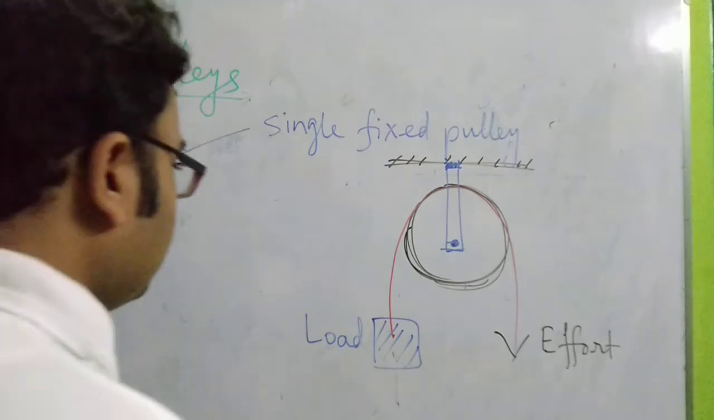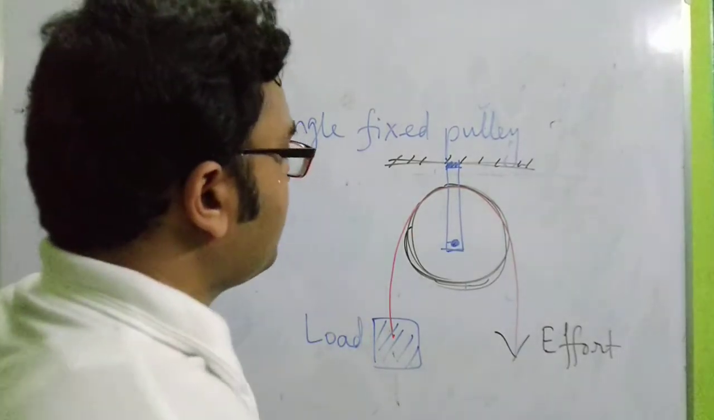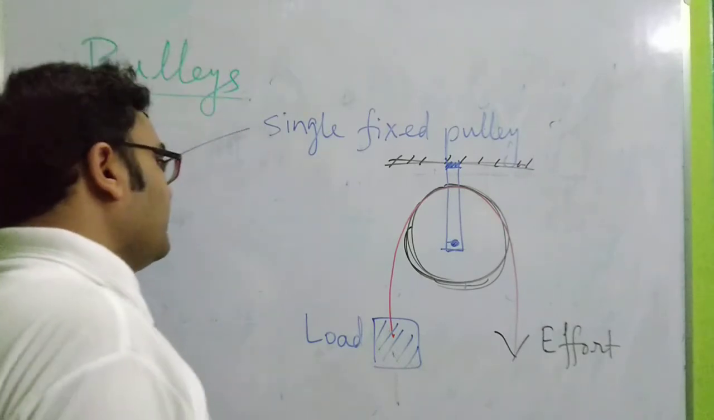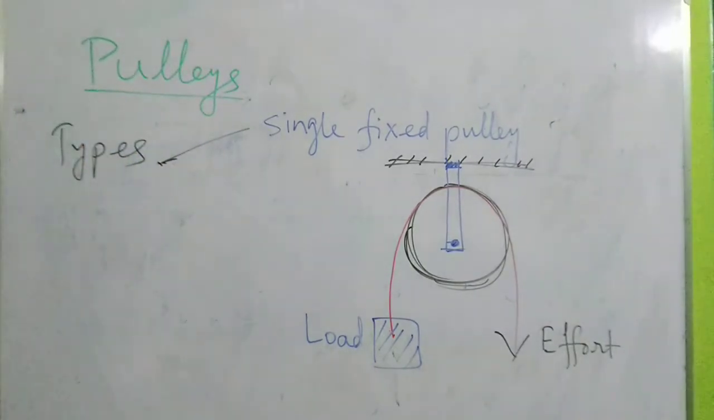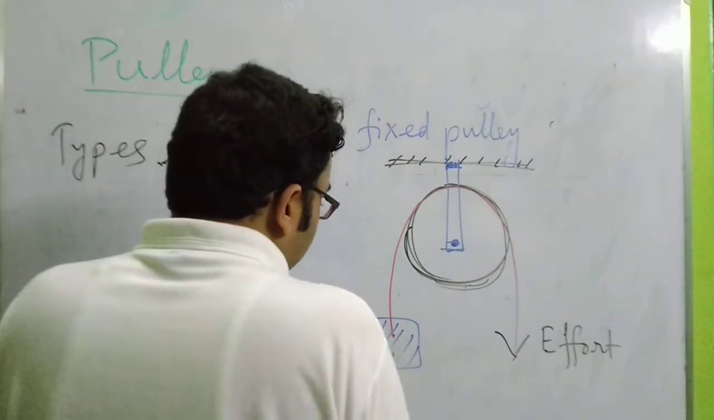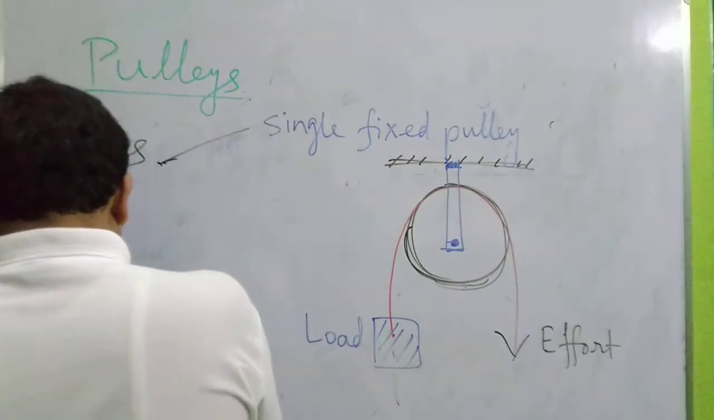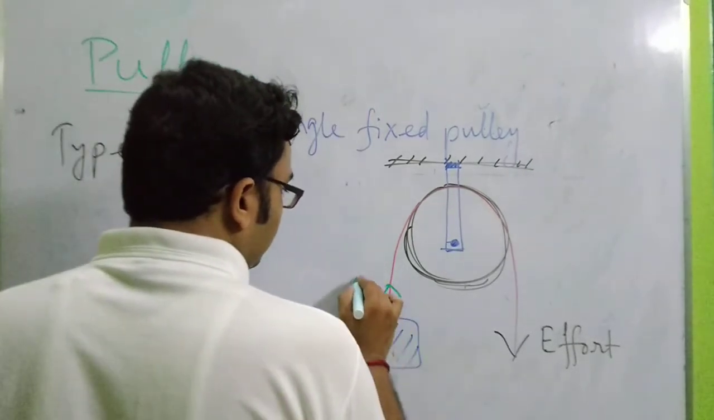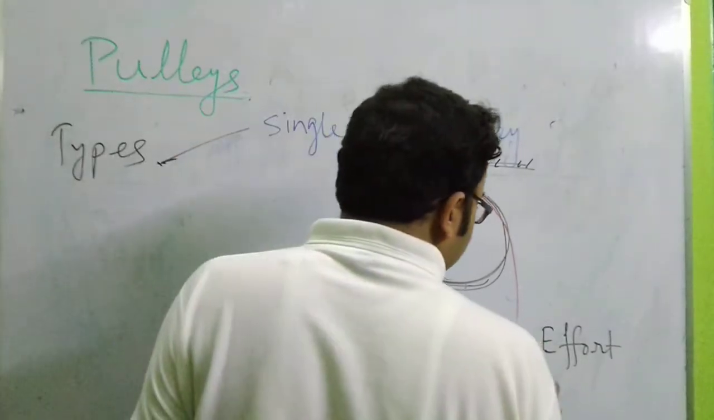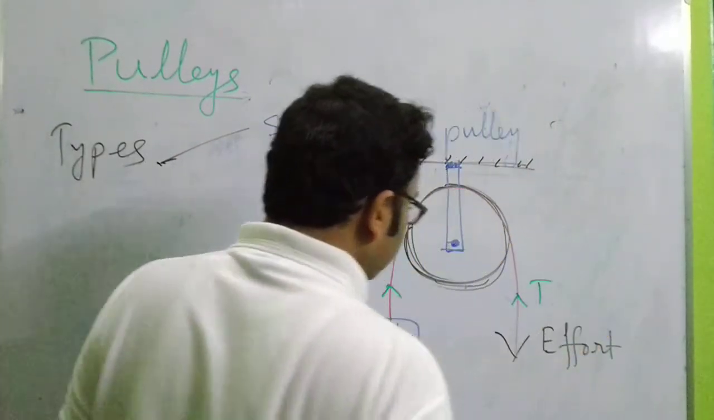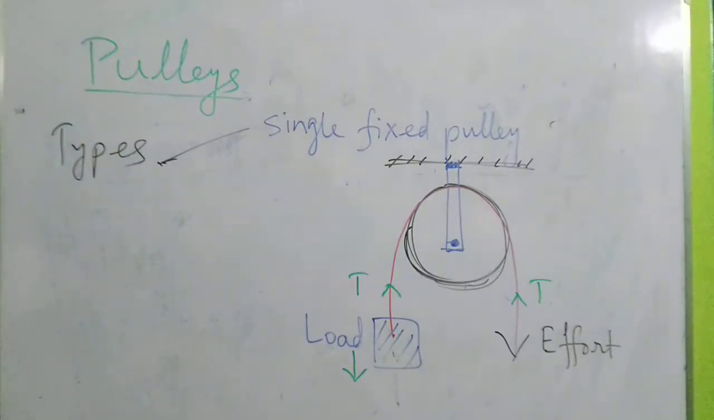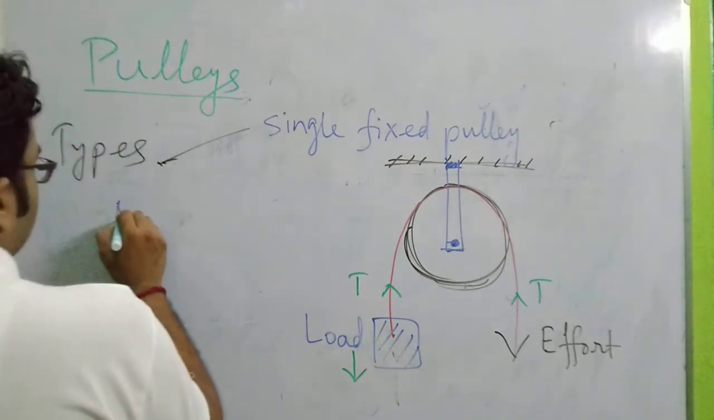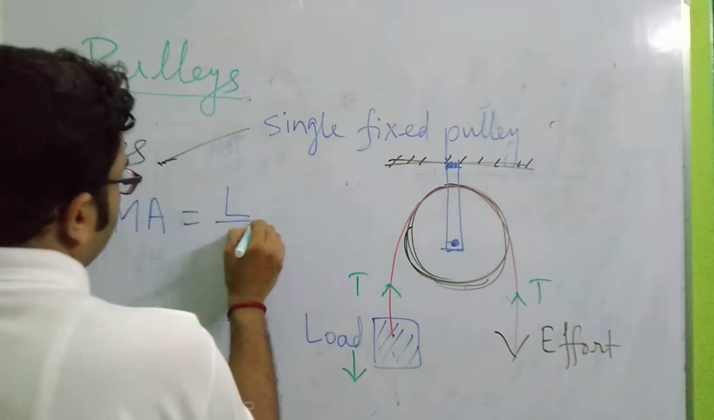So if I consider a single string, I will take the tension in the rope to be T. Tension always acts opposite to the direction of the applied force. Here the load is acting in the downward direction, so the tension here will be acting in the upward direction, and since the effort is also acting in the downward direction, the tension here will also be T acting in the upward direction. Now if I consider the mechanical advantage of such a single fixed pulley, what will be its value? We know that mechanical advantage is equal to load by effort.